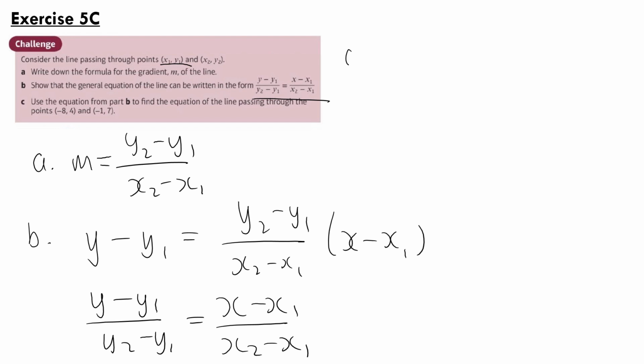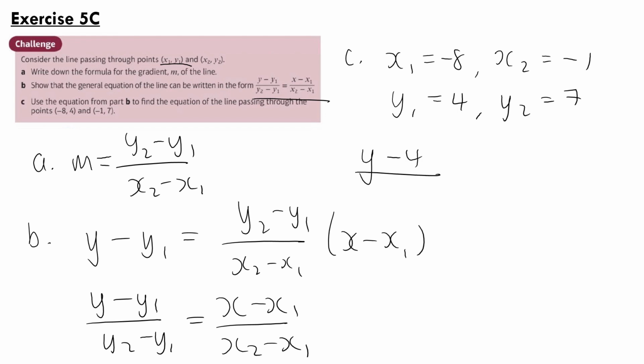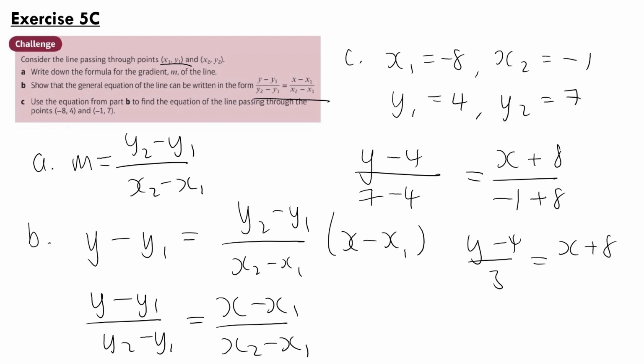And finally, part C, use the equation from part B to find the equation of the line passing through the points (-8, 4) and (-1, 7). So here our x1 is -8, our x2 is -1, our y1 is equal to 4 and our y2 is equal to 7. And plugging these values in, we get (y - y1) over (y2 - y1) is equal to (x - x1) over (x2 - x1). And so we get (y - 4) over 3 is equal to (x + 8) over 7.